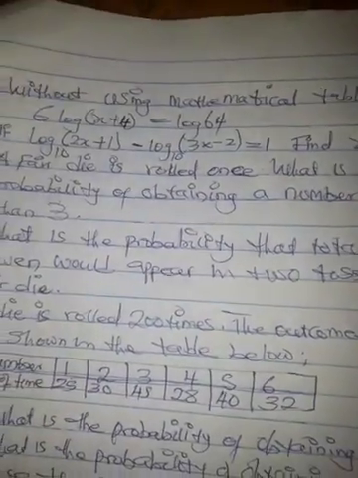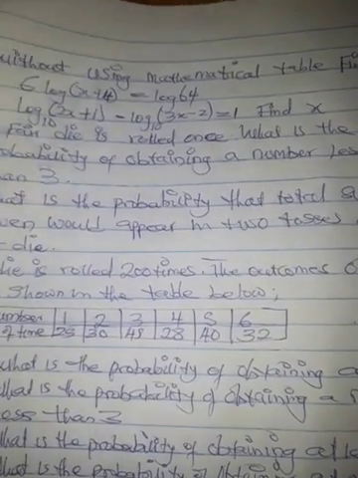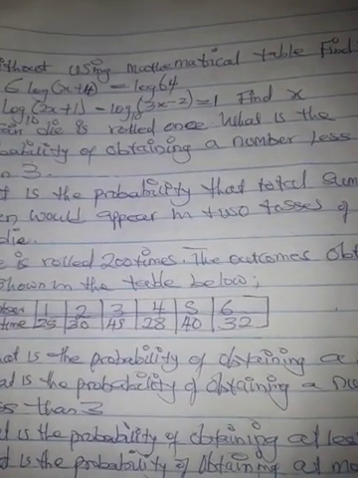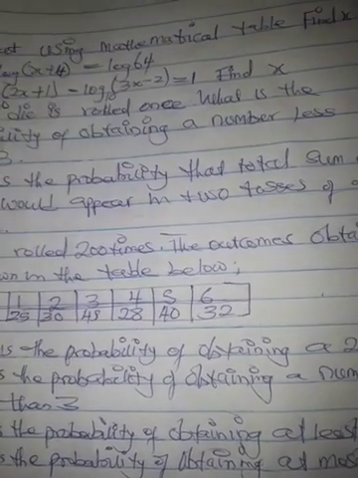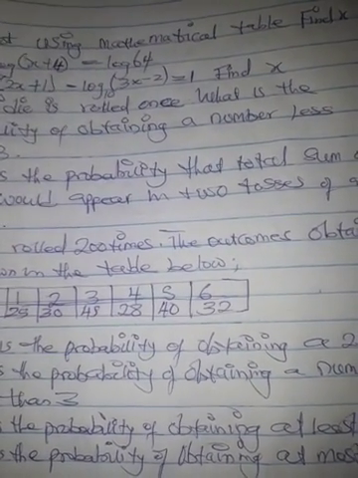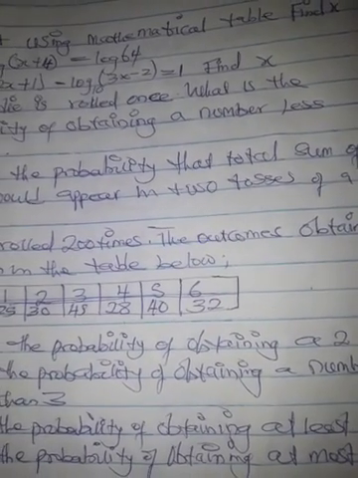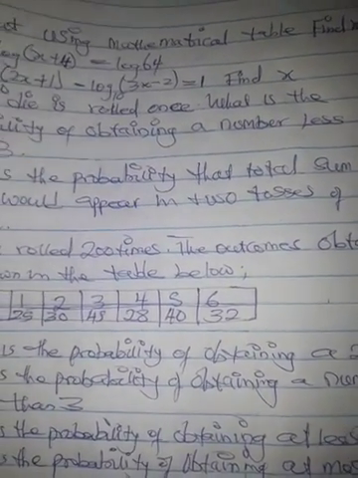Now looking at question 2. Question 2 is saying that if log (2s plus 1) base 10 minus log (3s minus 2) base 10 equals 1, find s. Now looking at the question, how do you do this?